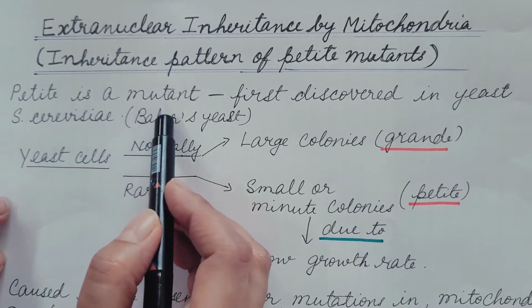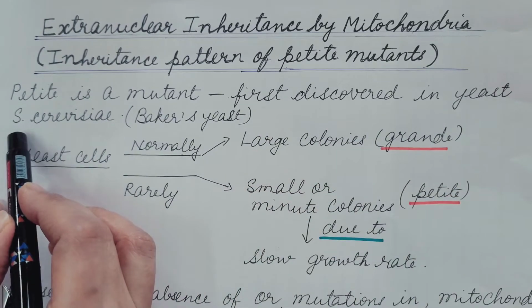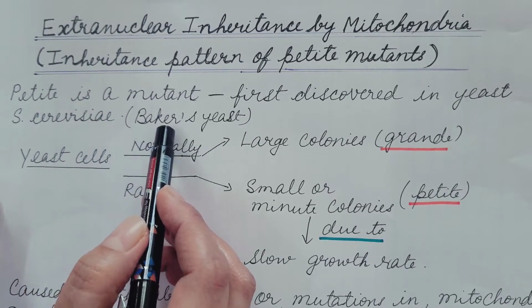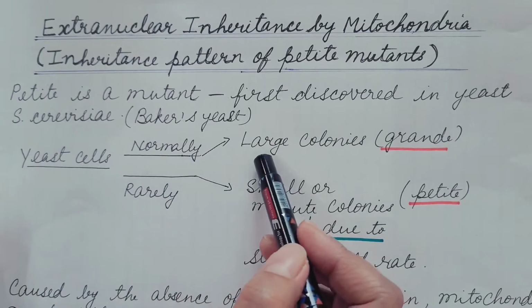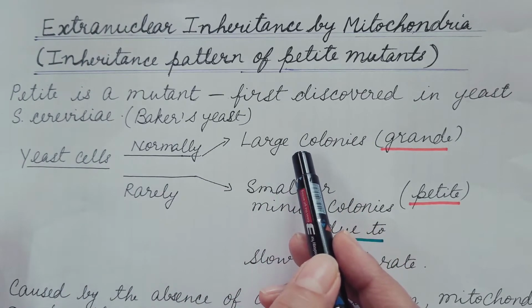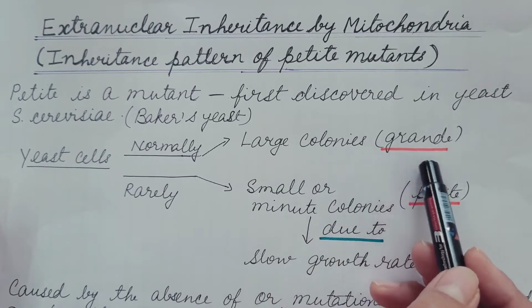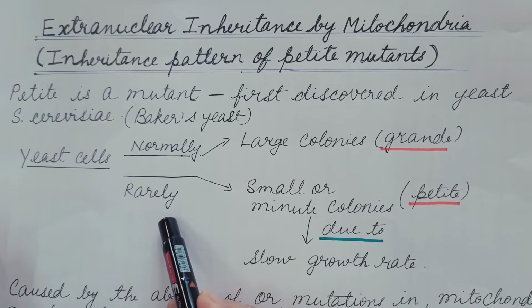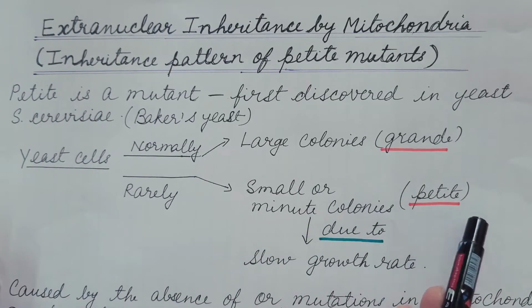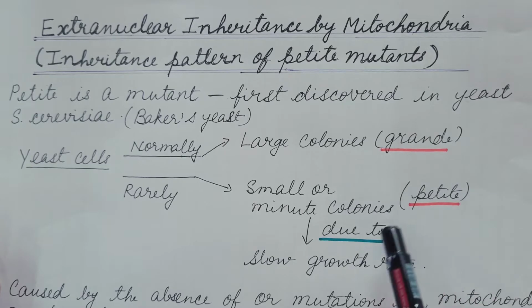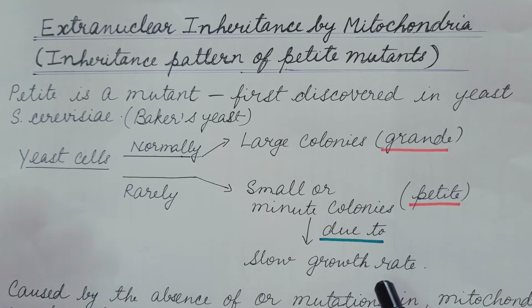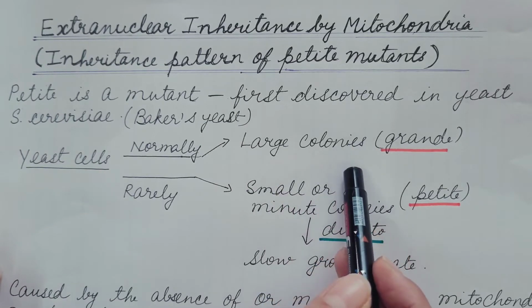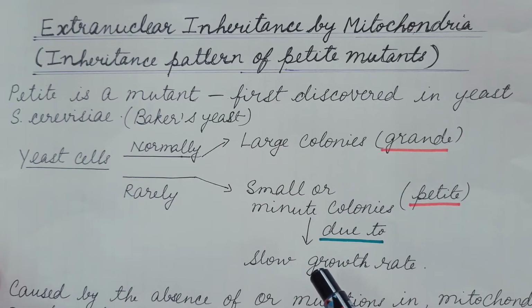Petite mutant was first discovered in yeast Saccharomyces cerevisiae, also known as baker's yeast. In yeast cells, normally we see large colonies when grown on an agar plate, and these are known as grande. But in rare cases, small or minute colonies are also seen. These are known as petite. This is due to the slow growth rate. Here the number of cells is fewer compared to the cells present in the large colonies, but the size of the cell is the same.